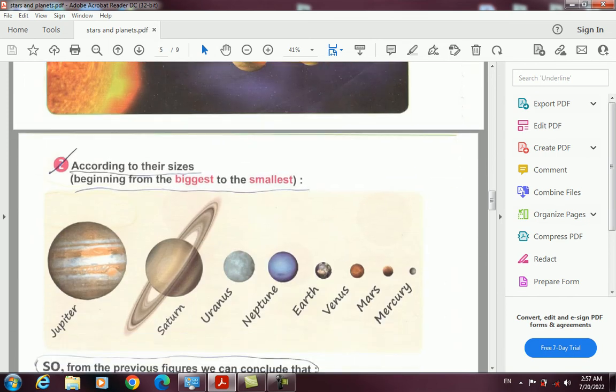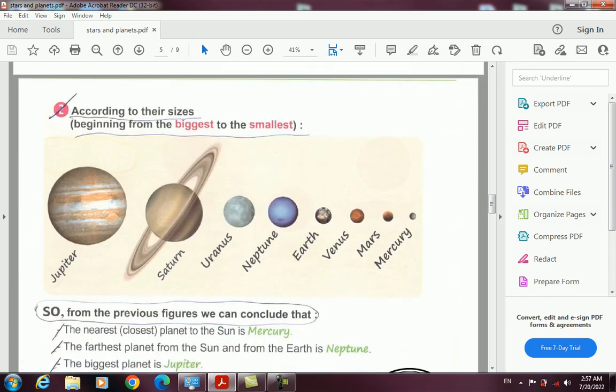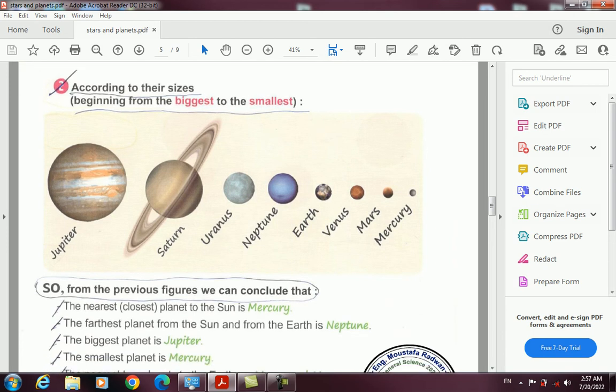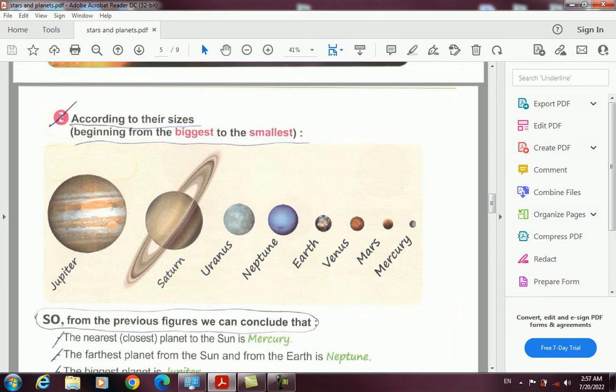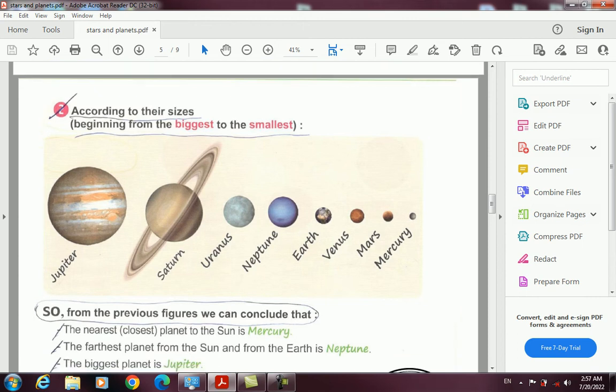Now, if we make another arrangement, but this time according to their sizes, we'll start by the biggest, beginning from the biggest to the smallest. What will we notice? We'll find that Jupiter is the biggest one, following Saturn, then Uranus, Neptune, Earth, Venus, Mars, and Mercury in the end.